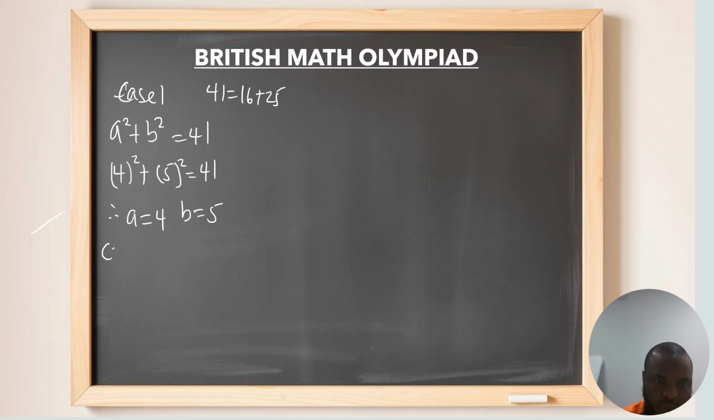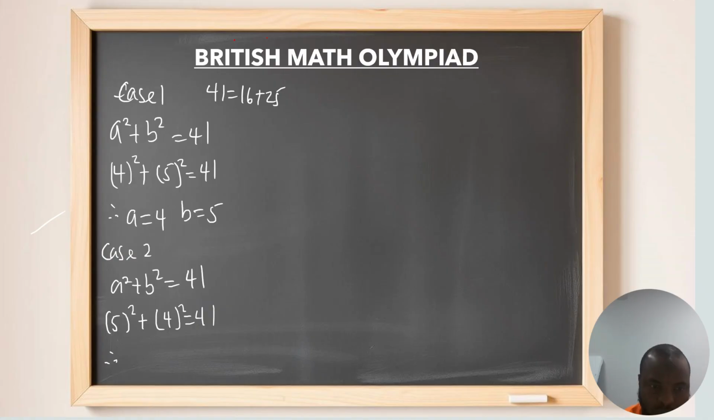We have case 2. Since we still believe that a squared plus b squared equals 41, it is possible that we have a to be 5 and b to be 4, which is still equivalent to 41. Therefore, in case 2, a is going to be 5 and b is going to be 4.